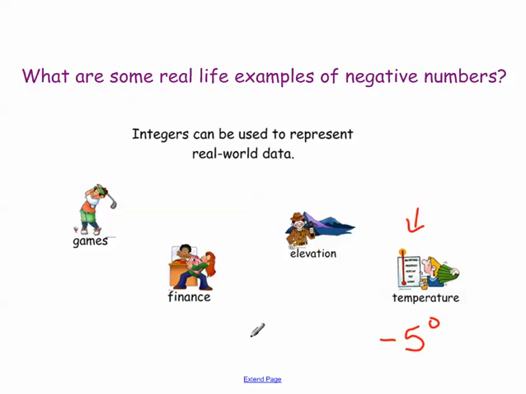Finance. You never want to be negative, believe me, but sometimes you might. Negative might mean a debt. Sometimes if you owe someone $5, you are in debt $5. So that means you owe someone. Okay, so you are in debt $5.